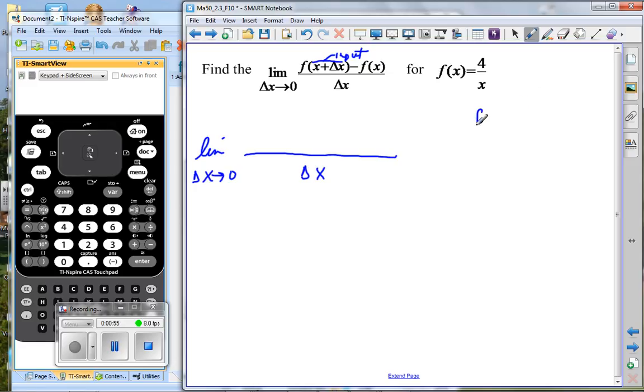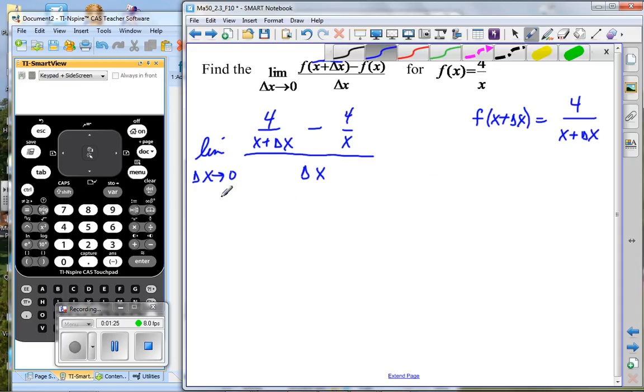which means that f of x plus delta x is the same thing as 4 divided by, and everywhere I see the input variable in the function, I'm going to replace it with the input expression x plus delta x. So I have 4 divided by x plus delta x minus f of x, which is 4 divided by x. Okay.